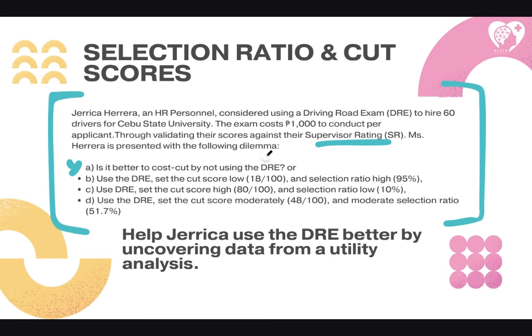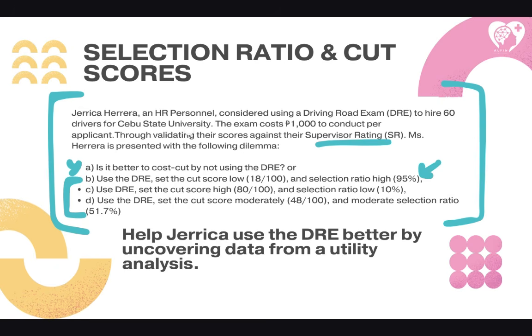And next is to use the DRE or use the exam, but in this condition, you set the cut score low and the selection ratio high. This is for when you want zero false positives, no? So next, the third option is to limit the false negatives. To limit the false negatives, you set the cut score high, which is 80, and the selection ratio that follows is also 10%. And then the last is moderate, right? 48, and then a moderate selection ratio.